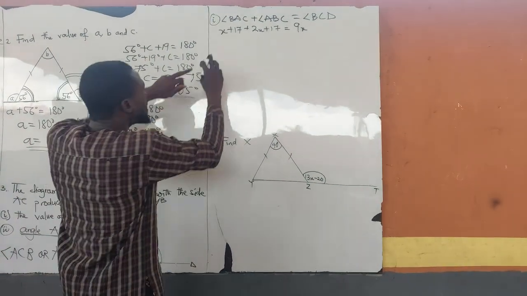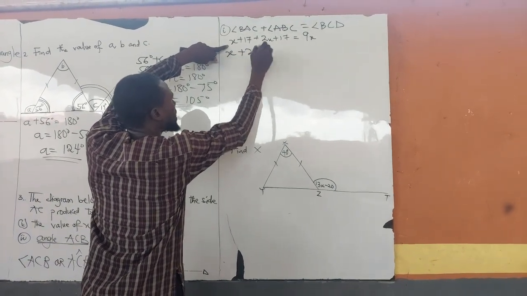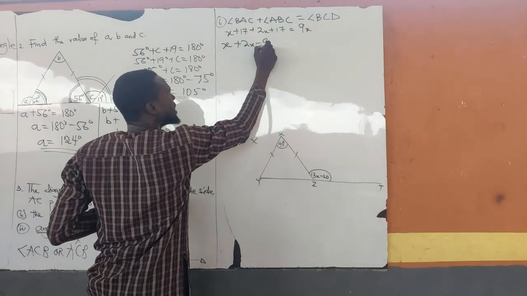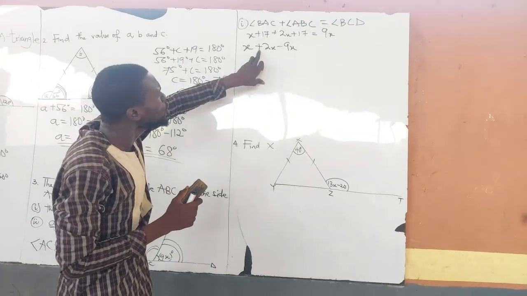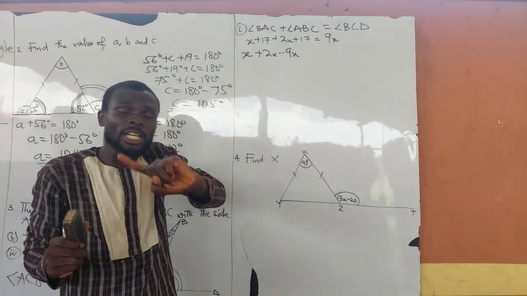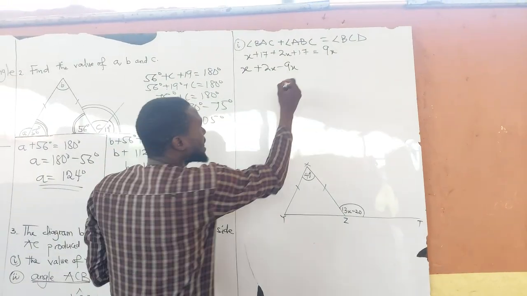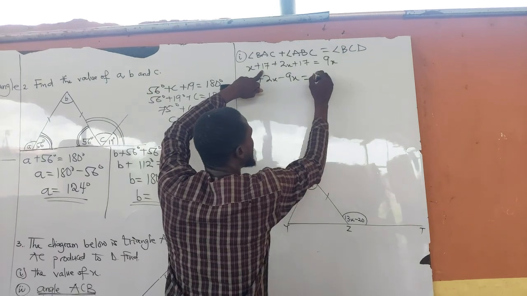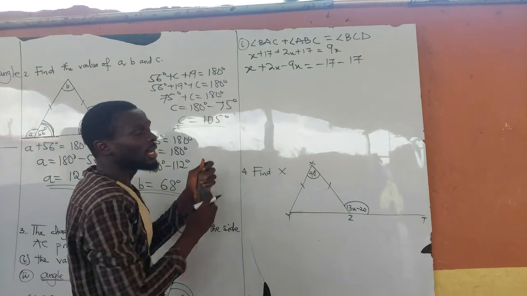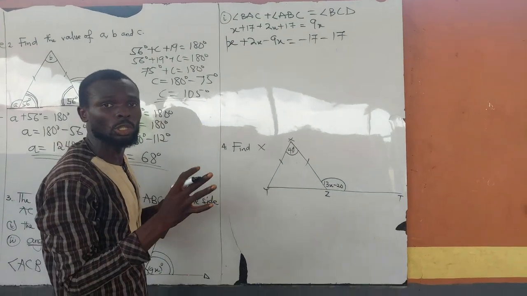So group them. This one, I'm having X. This one will come with a sign, plus 2X. Now the 9X, there is a positive in front, so it becomes negative 9X. You will notice that the sign in front of the 2X did not change. Why? Because the 2X did not cross the equal sign. It is the 9X that has crossed, so it changes. And this is equal to negative 17, and this one also negative 17. Now if you add this, the number in front of the X is 1, which is not written.